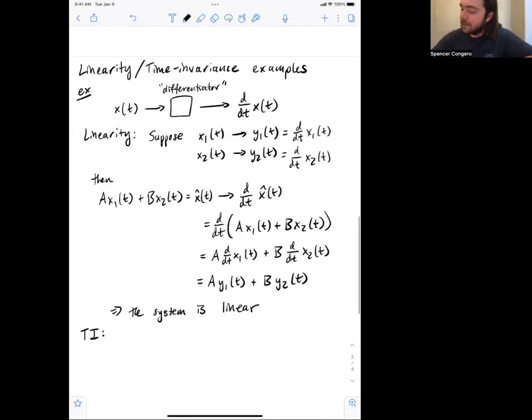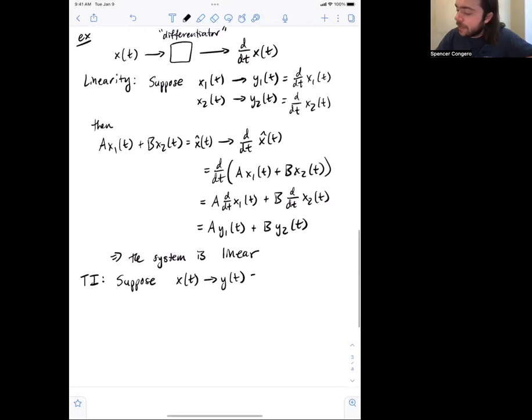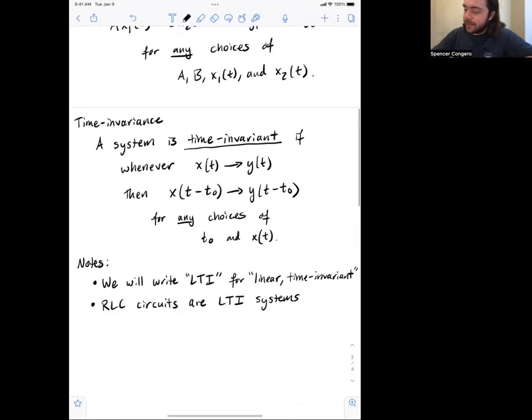So let's test that out. We're going to follow a similar pattern here. Let's suppose we have some input x of t, and it gives us an output y of t. It's exactly how the time invariance definition started. And again, we know what this output is for this system. It's the derivative of x of t. So now what do I want to do? Very similar to linearity, I want to put this shifted signal into my system and see what happens. Let's see if I actually get this on the output.